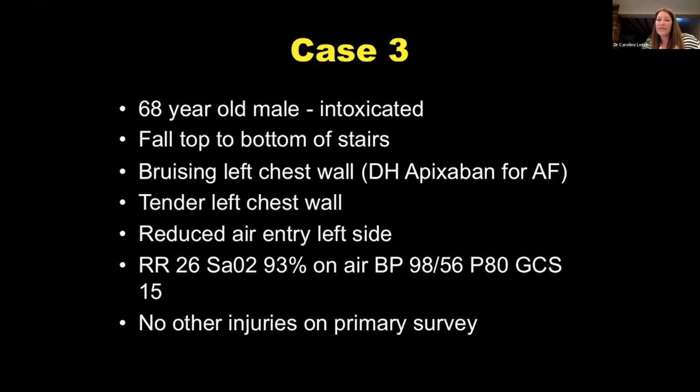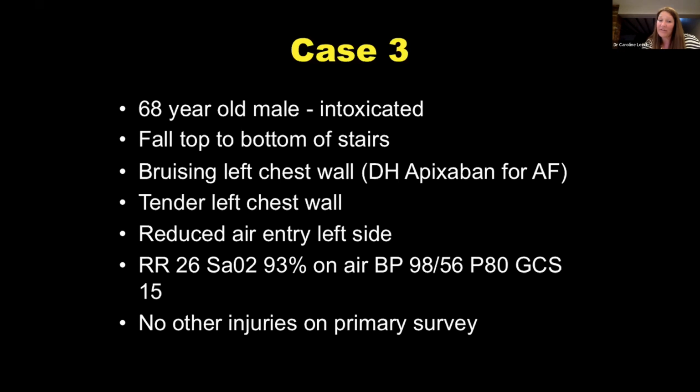surveys. There's no other injuries, but there's a lot of bruising on the left chest wall, and this patient is on apixaban, a DOAC, for atrial fibrillation. He's also tender over the left chest wall. There is reduced air entry on the left-hand side. There are the observations. Have a think, what are your top 3 injuries for this patient?